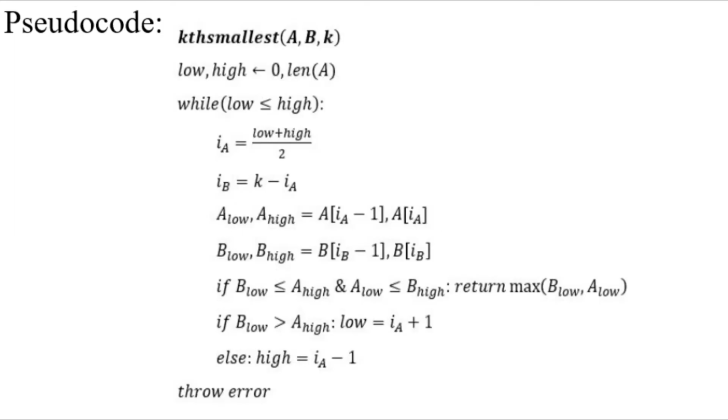Let's go over the pseudocode for an algorithm. We start by initializing our lower and upper bounds for binary search. Then we compute the mean index which will be used to partition array A. Then we compute the partitioning index of B using the formula. Lastly, we implement the logic from the previous slide regarding how to proceed under the various conditions. If we have not returned a solution within the loop, we return an error.